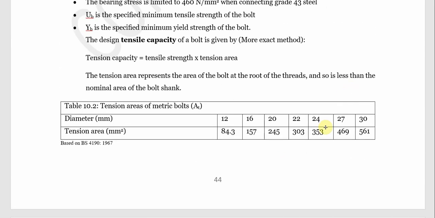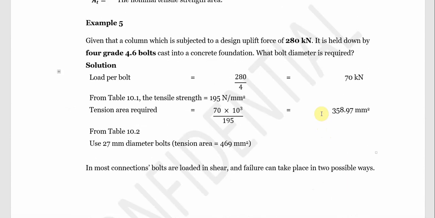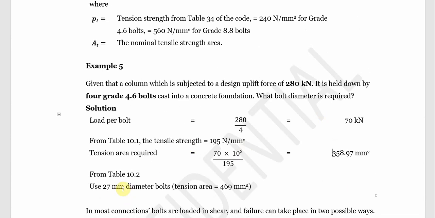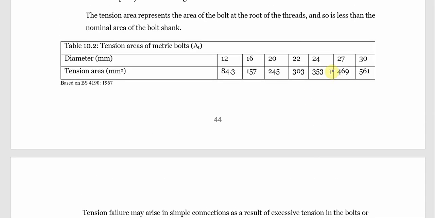So if we look at this, we have 353, which is less than 358. So we have to go for a higher one, which is 469, to be able to carry that particular load. So here we are recommending a 27 mm diameter bolt, and the tension area for a 27 mm diameter bolt is 469, as stated here.